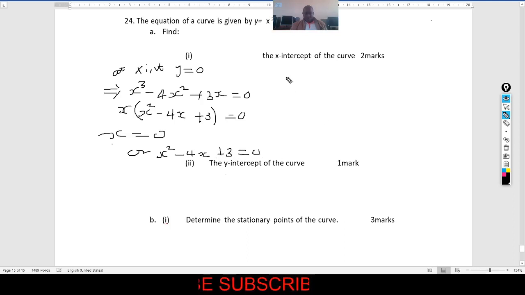This one is a quadratic equation. We use the factor method, because the sum is negative 4, the product is 3, and the factors are negative 3 and negative 1. Negative 3 plus negative 1 is negative 4. Negative 3 times negative 1 is 3 positive.